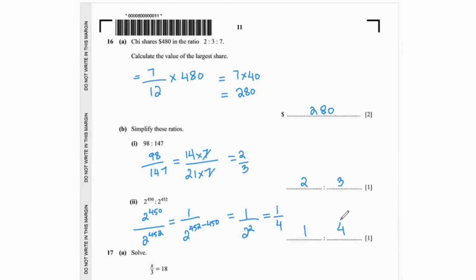Remember, the ratio can be rewritten as a fraction. So when we rewrite this as a fraction, we can see that we have similar bases being divided. Since the similar bases are being divided, we subtract the powers, and that gives us 1/2 squared, which is 1/4.